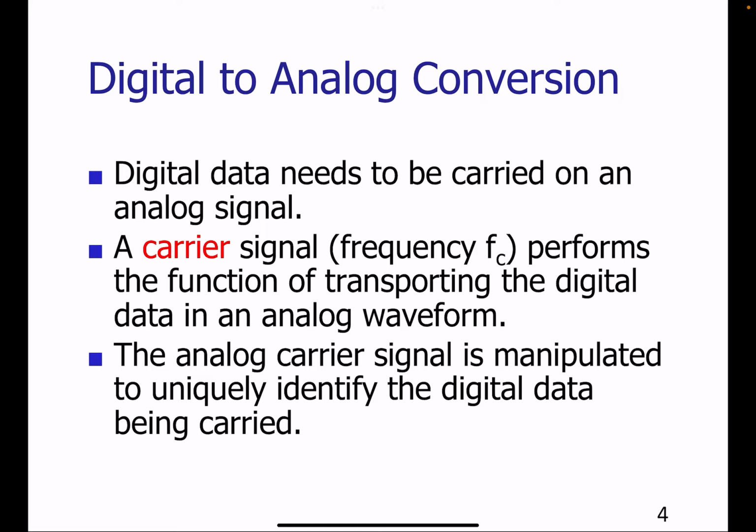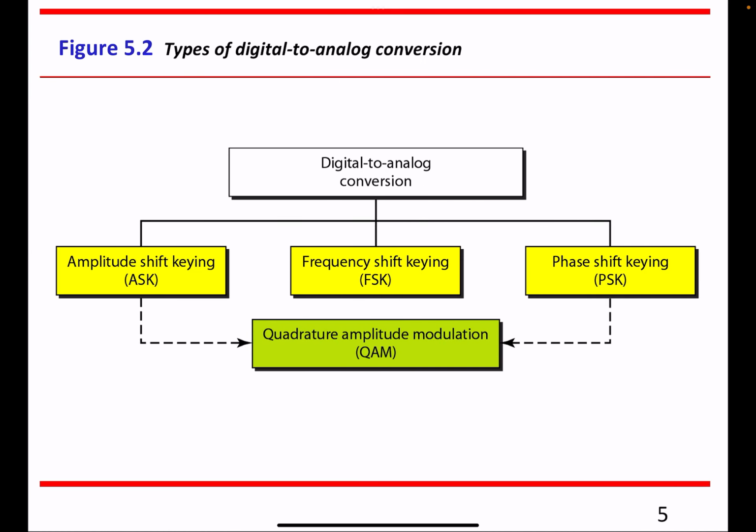Okay, so based on the changes of the characteristics, this digital to analog conversion is basically of three types. If we change the amplitude of the analog signal, then we call this conversion as amplitude shift keying or ASK. If we change the frequency of the analog signal to identify different digital bits, then we call it frequency shift keying or FSK. And finally, if we use the phase of the analog signal to identify different bits, then we call it as phase shift keying or PSK.